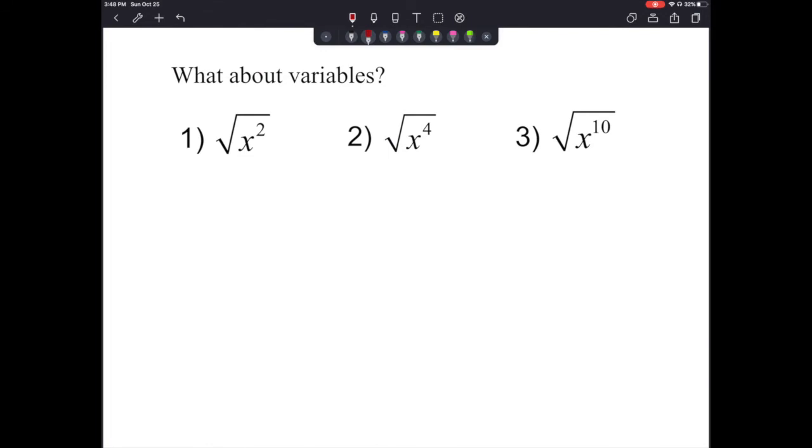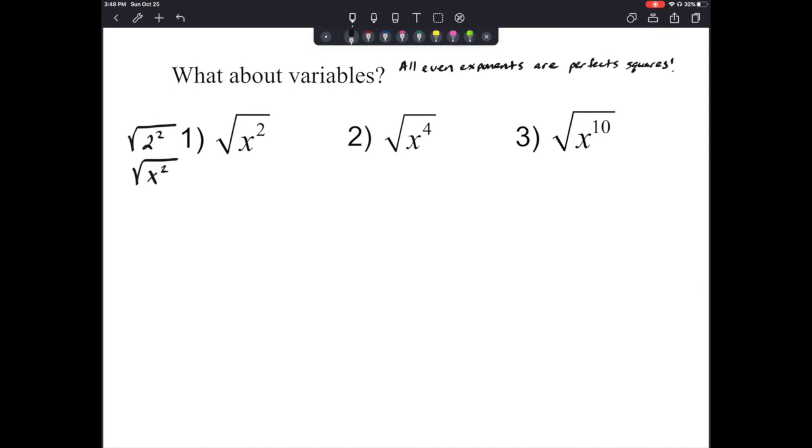Now, what about with variables? First one, we have the square root of x squared. Well, thinking about it, we just said that the square root of 2 squared was a perfect square. So isn't the square root of x squared also going to be a perfect square? Okay, so here's the thing. All even exponents are perfect squares. That is really important to remember.